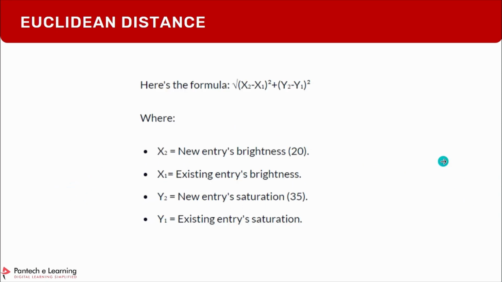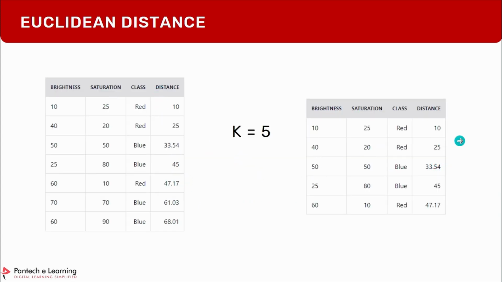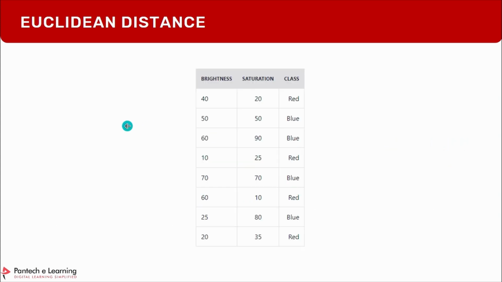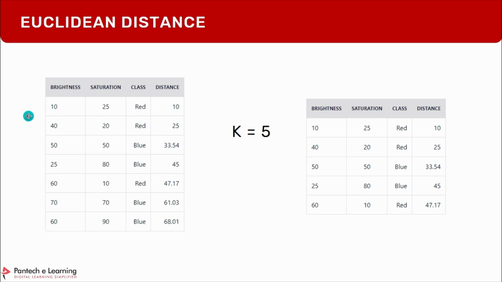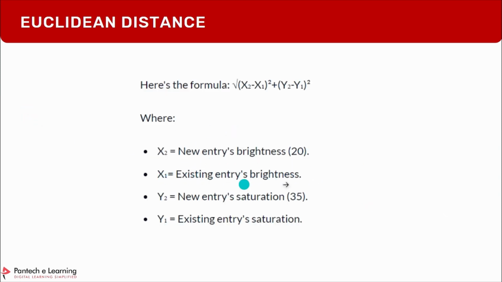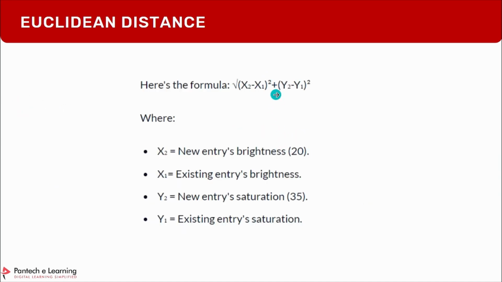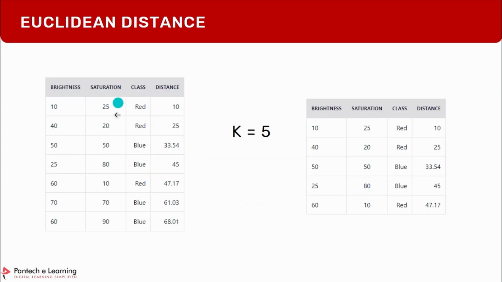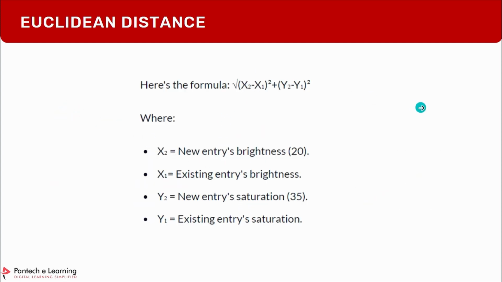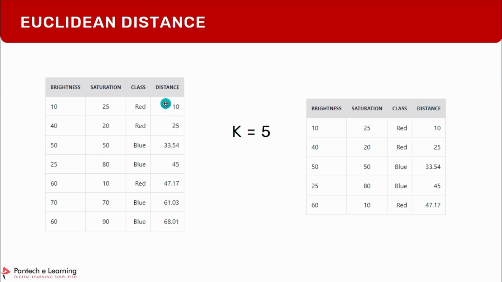Okay, so with that we can proceed further and find the distance, and based on it we can calculate their value. For example, if you wonder what this existing entry's brightness is, this is the new entry's brightness, which is 20. Imagine this is the existing one. If you want to calculate for this one, then the existing brightness is 10. So you subtract and take the square, plus y2 minus y1, which is 35 minus our saturation here. Then you take the square root of it. Your output is going to be 10 here.